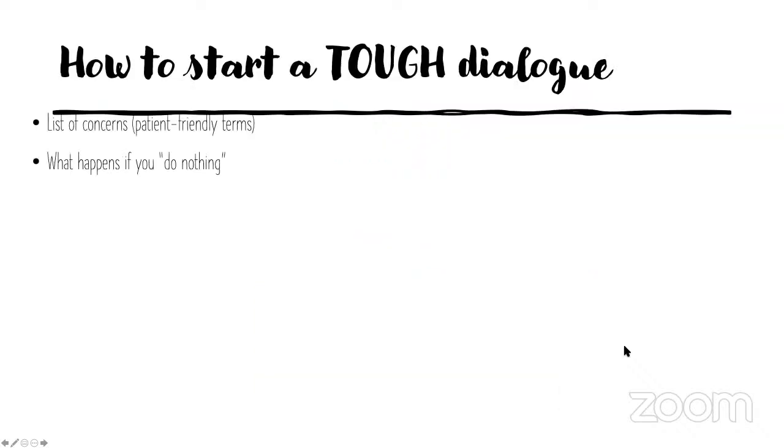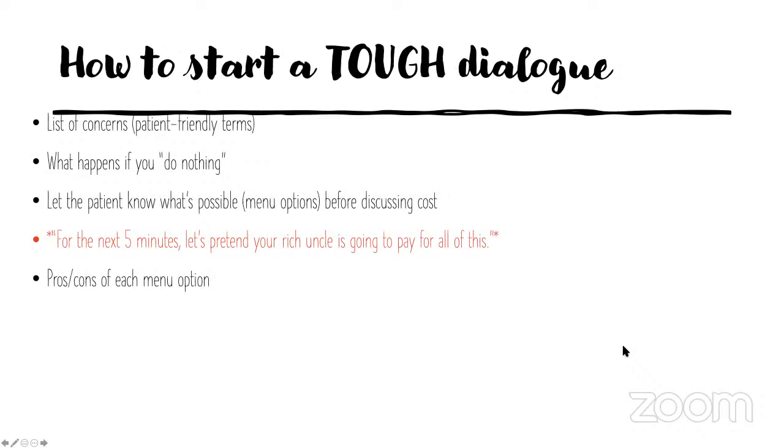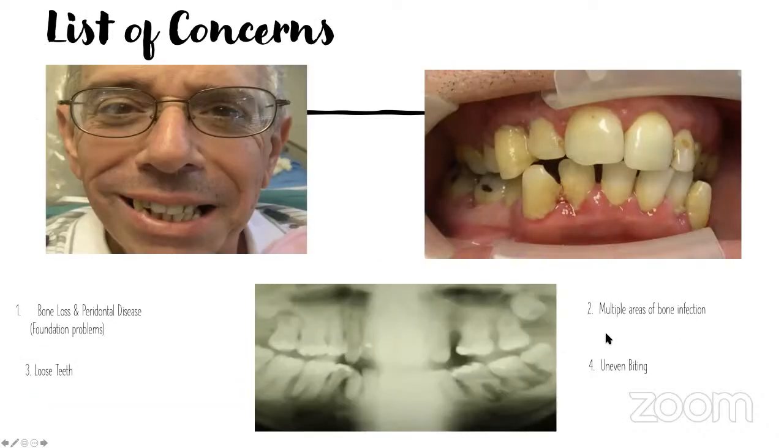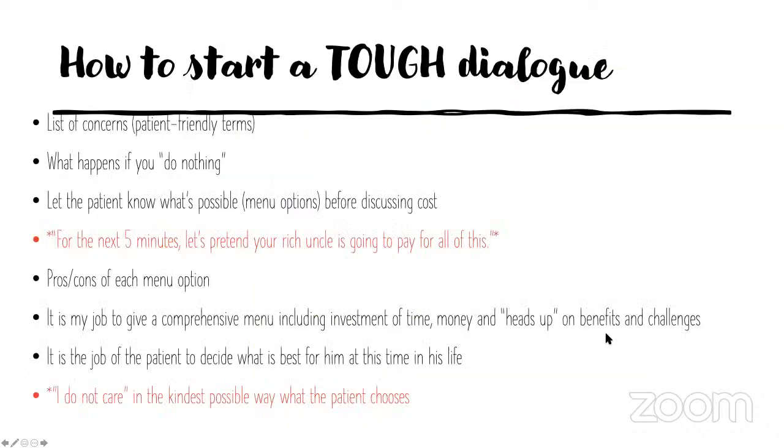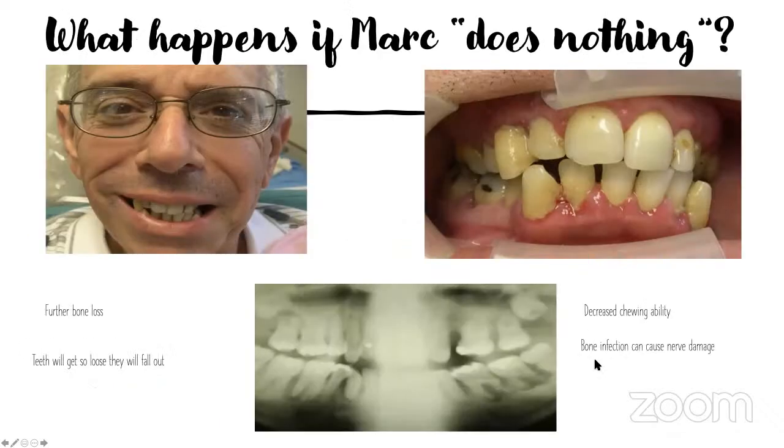So how do we start a dialogue with this? And we talked about this in the first lecture. Here's what happens if you do nothing. Here's the menu options, the pros and cons of each menu option. I want to share with you, I really don't care, like Dr. J just said, in the kindest way, what the patient chooses. I just want to give them a good rundown of what's possible for them in their life. So decreased chewing ability, bone infection, teeth are loose that they could fall out, bone shrinkage. These are some of the problems. If you did nothing, this is what's going to happen.